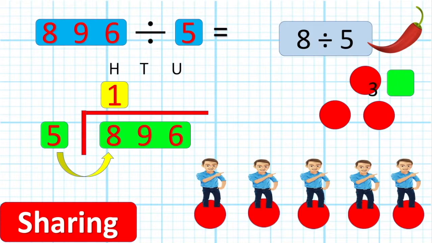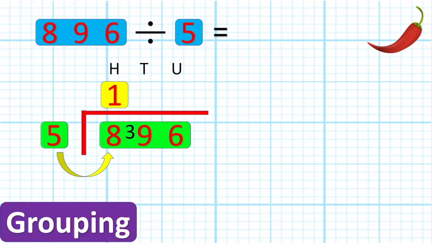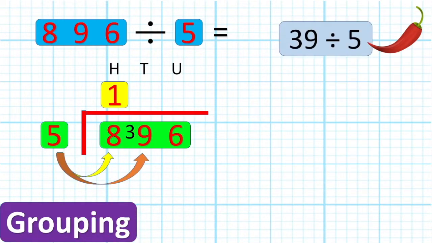Now I can't ignore this 3. I'm going to move it over into my next column and make my 9 a 39, okay? Because that 3 is actually worth 3 10s, okay? That's why it's good to understand our columns. Okay, let's look at my second part then.